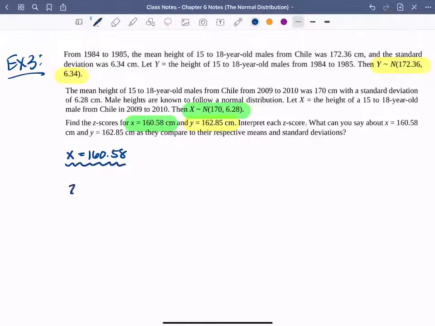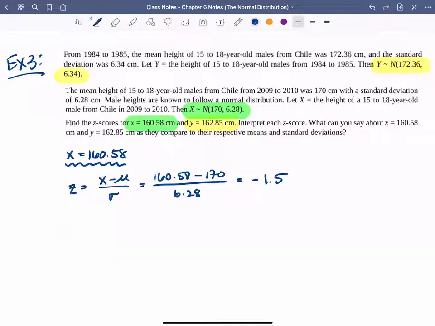Trying to find my z-score, so z equals x minus mu over the standard deviation. Our x is 160.58 centimeters minus our average, 170, divided by our standard deviation, which is 6.28. Put all this into the calculator, just the way you see it, and you should get negative 1.5. If you do not get negative 1.5, and you have what we have so far, it's probably a calculator error that you've made, so go back and look at it.